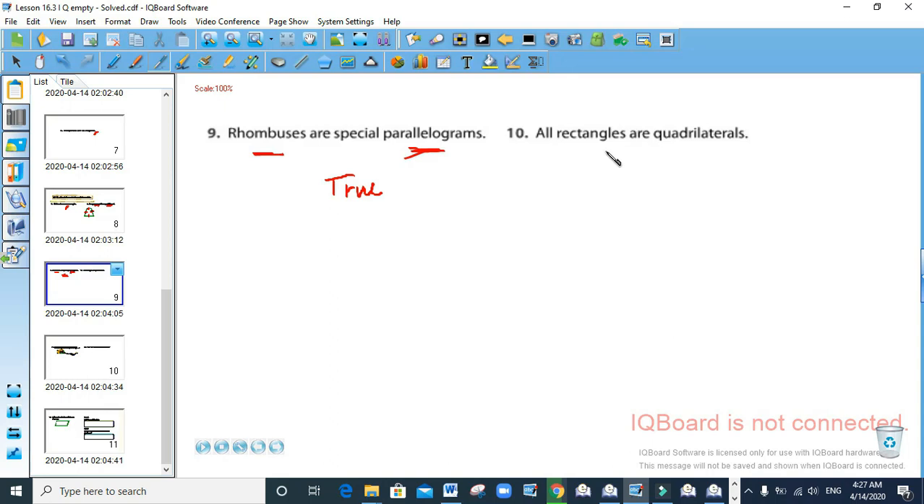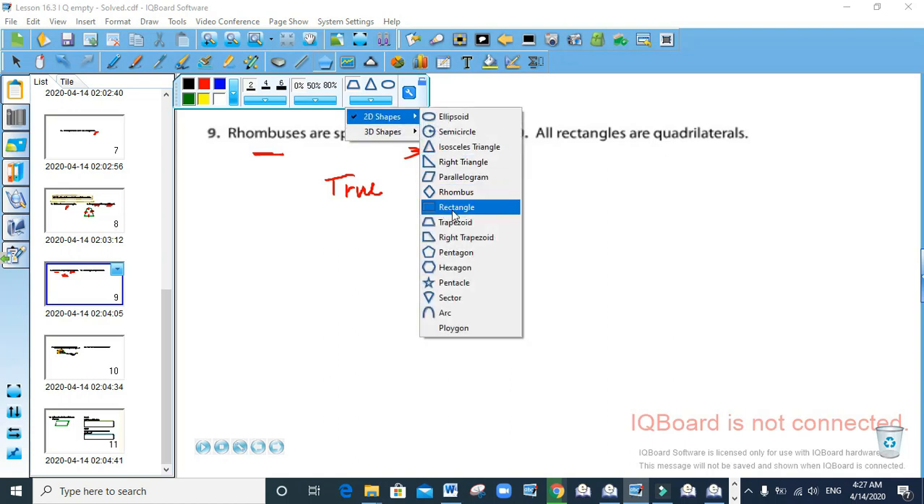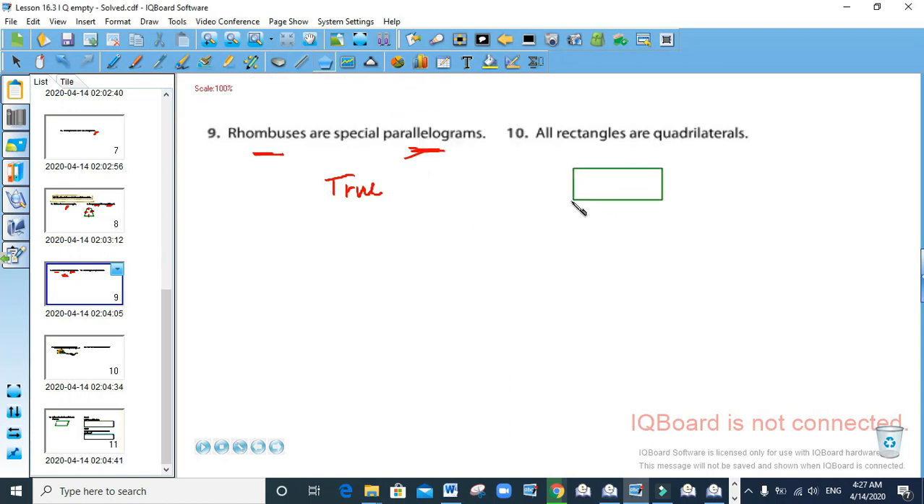All rectangles are quadrilaterals. If we draw a rectangle here, ask yourself a simple question: can it be a quadrilateral or not? Yes, it can be. Why? Because it has 1, 2, 3, 4 sides. So here it's true as well.